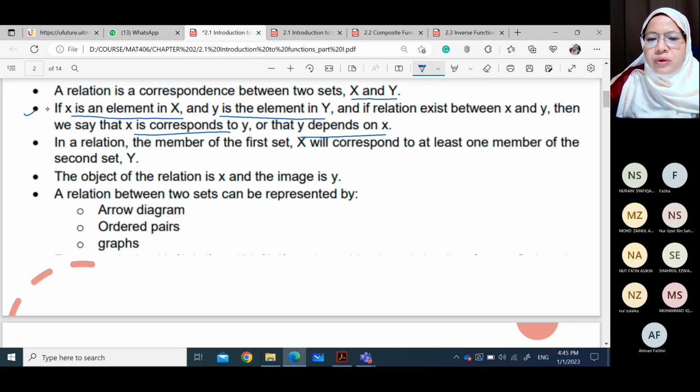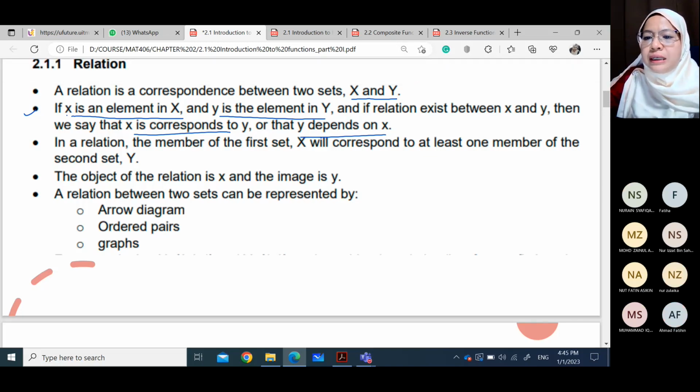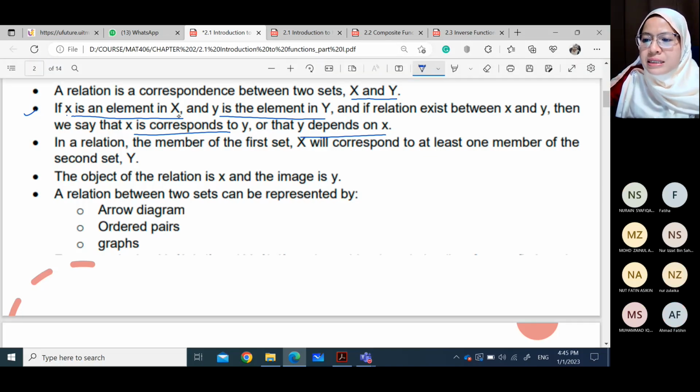So maknanya kat sini, x dan y adalah elemen yang berada di dalam set X dan juga Y. Dan sekiranya elemen x dan y ini ada relation, then kita boleh katakan set X dan juga Y ada relation juga. So here we can say that x corresponds to y or that y depends on x.